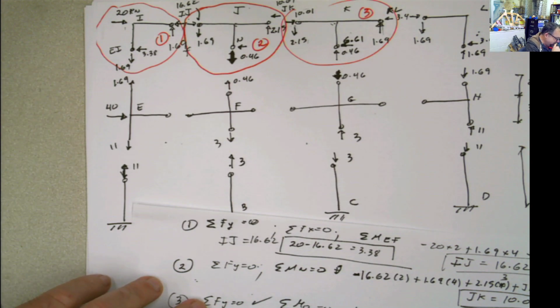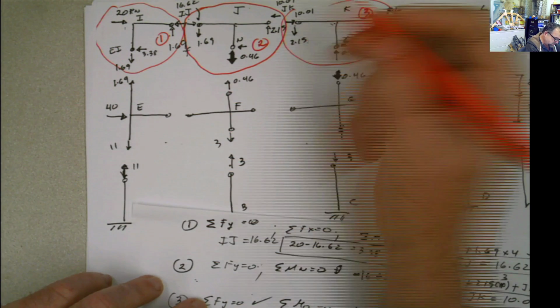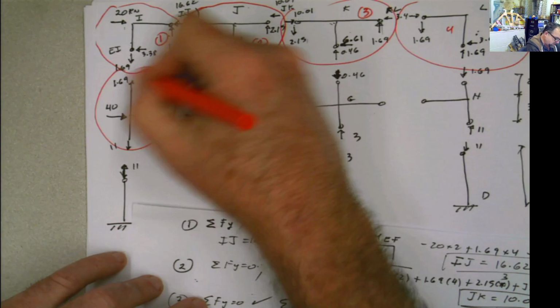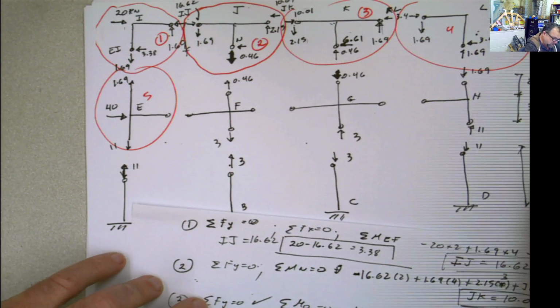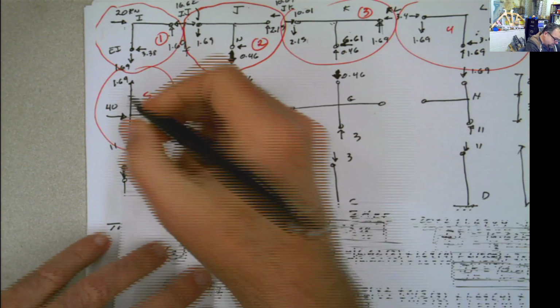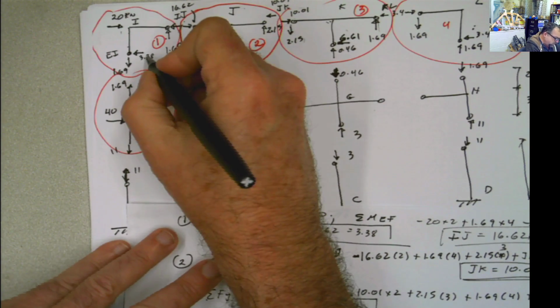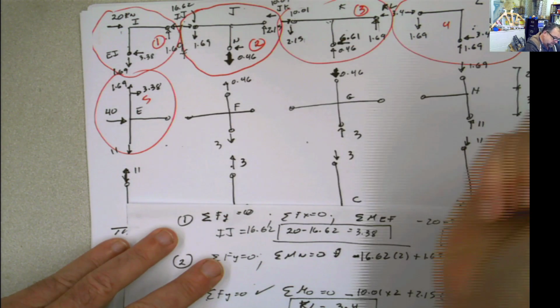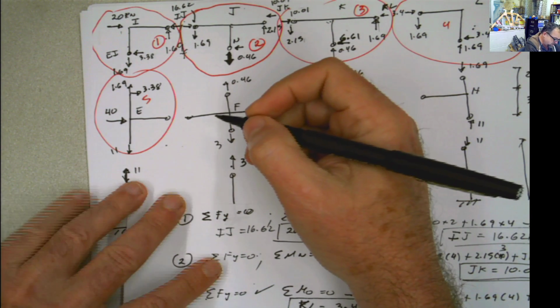So let's call this part 4. That was this one. I just did it. Now let's do this part and let's call it 5. So if we do 5, remember this 3.38 is going to be transferred here. I didn't put it before because I didn't know anything about the value.